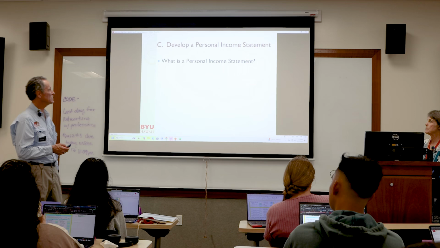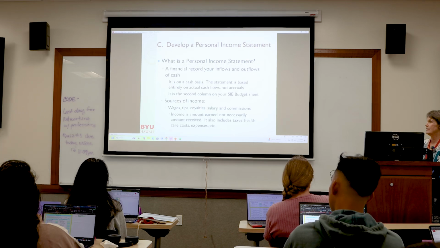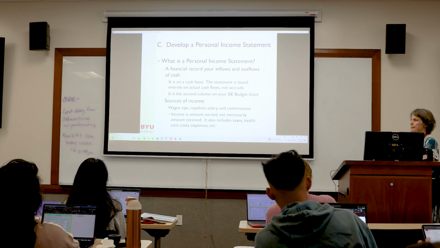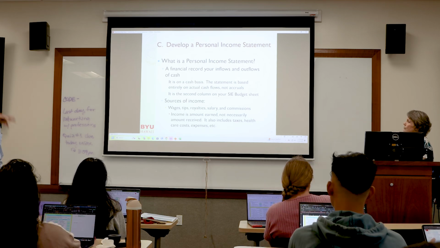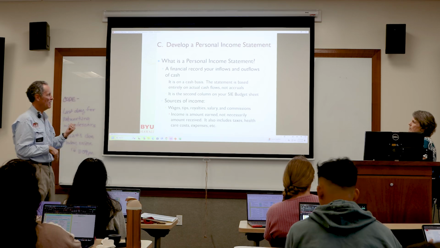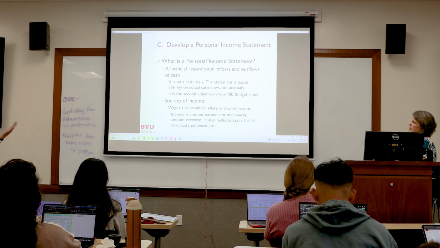This says, what did we spend? Or what did you make? Make and spend both. Okay. So it's on a cash basis. Second column on your SIE budget, and it is wages, tips, royalties, salaries, commission.